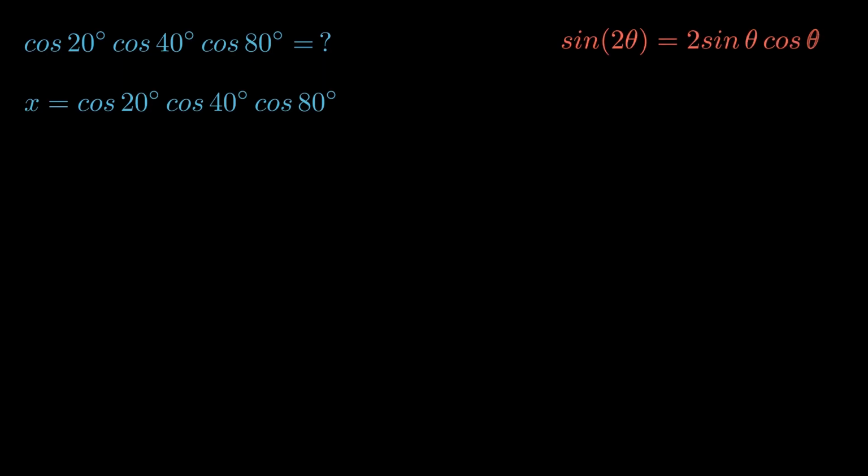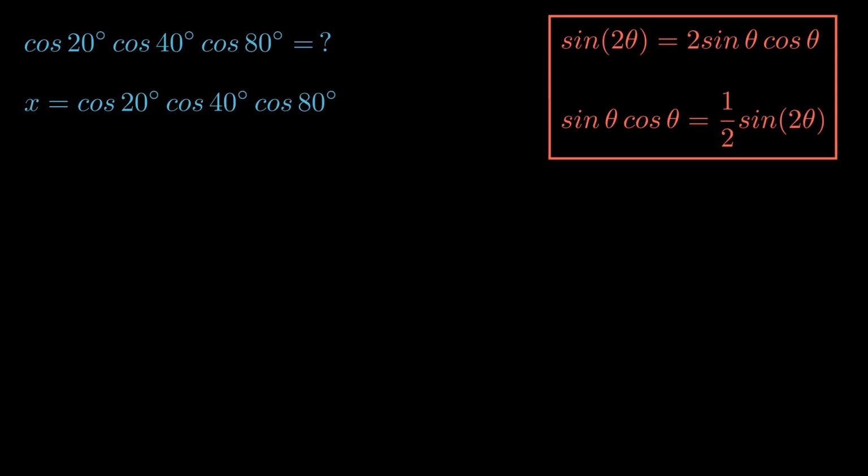Recall the double angle identity for sine, which is sine of 2 theta equals 2 sine theta cosine theta. If we divide both sides of this identity by 2 and switch the order of the equation, we get sine theta cosine theta equals 1/2 sine of 2 theta, which is the form of the identity we will be using for this problem. If we multiply both sides of the equation in terms of x by sine of 20 degrees, we get sine of 20 degrees times x equals sine of 20 degrees, cosine of 20 degrees, cosine of 40 degrees, cosine of 80 degrees.